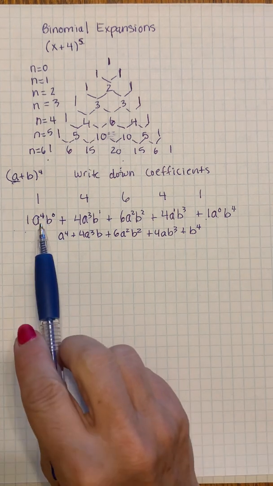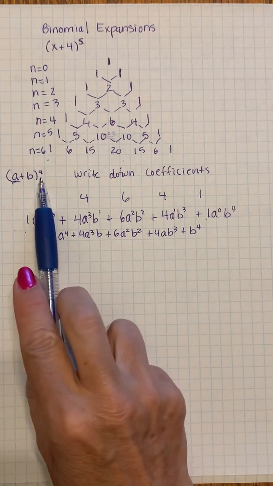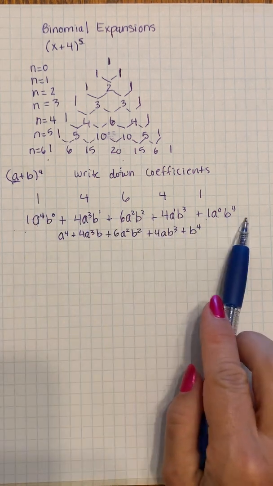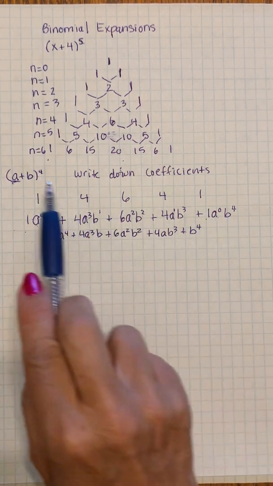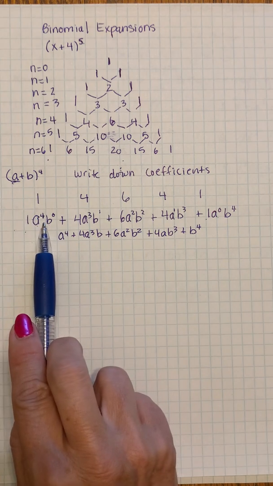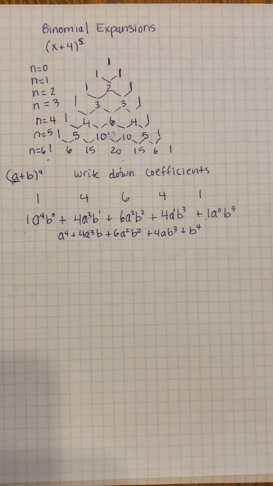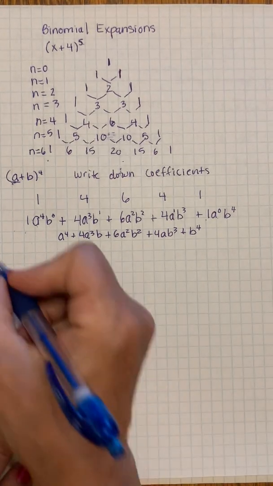So what you'll notice is the a powers start at the total power that there is and decrease as they go across till there aren't any. And then the b's start at 0 with none of them, and then they go across till you have all of them raised up. Let's try another one.